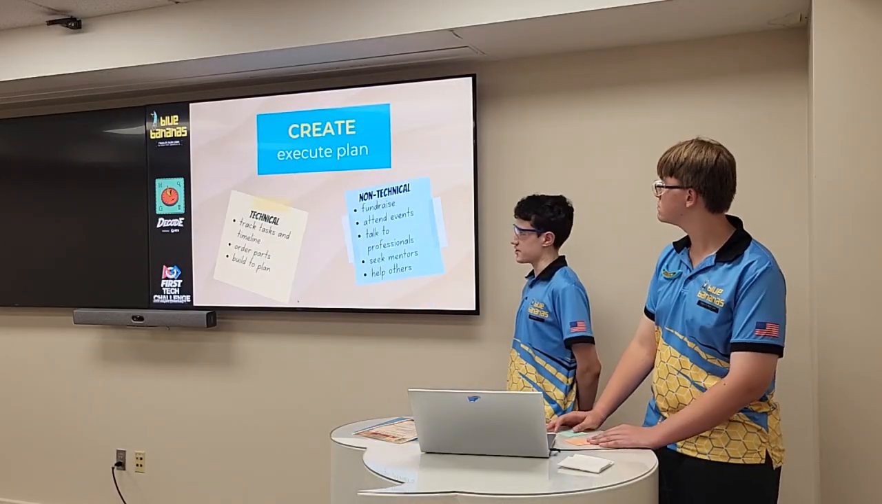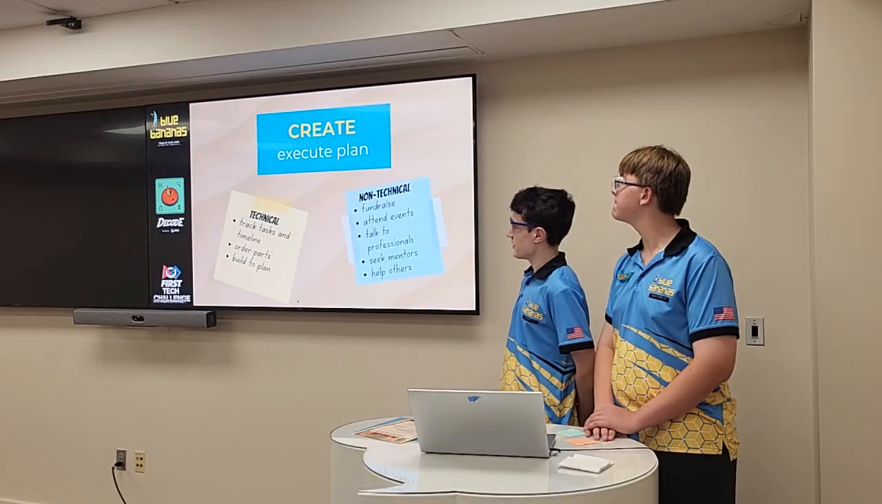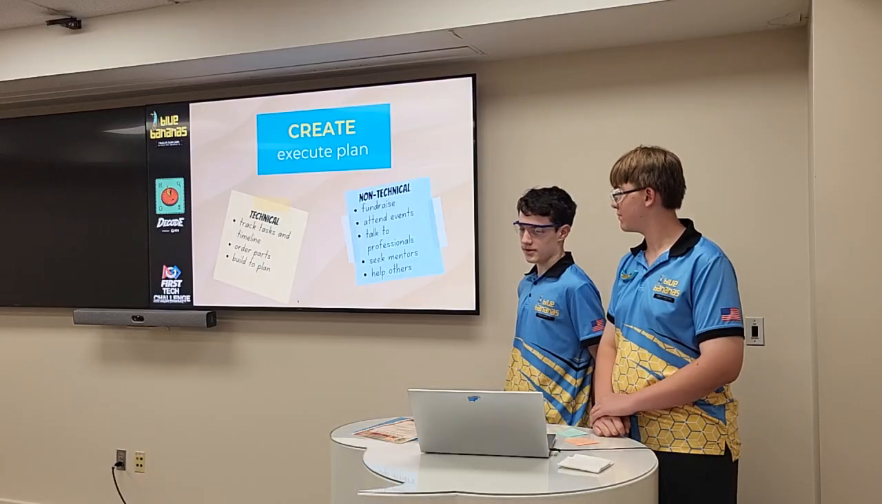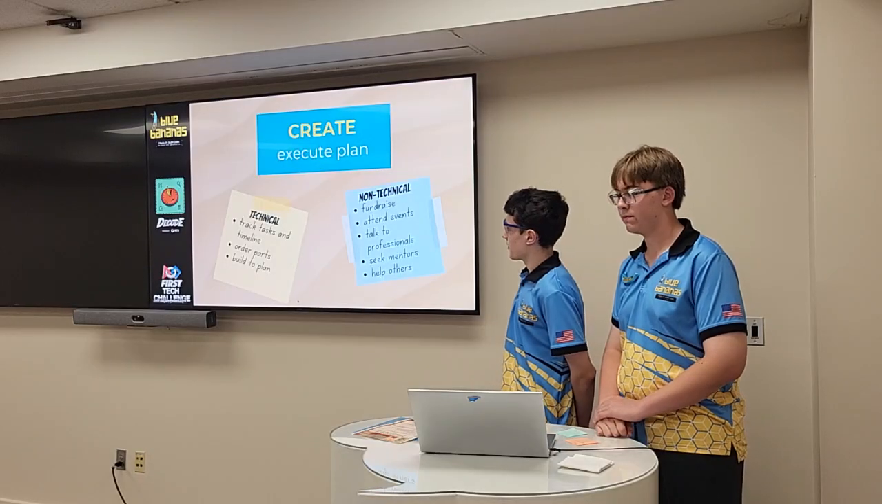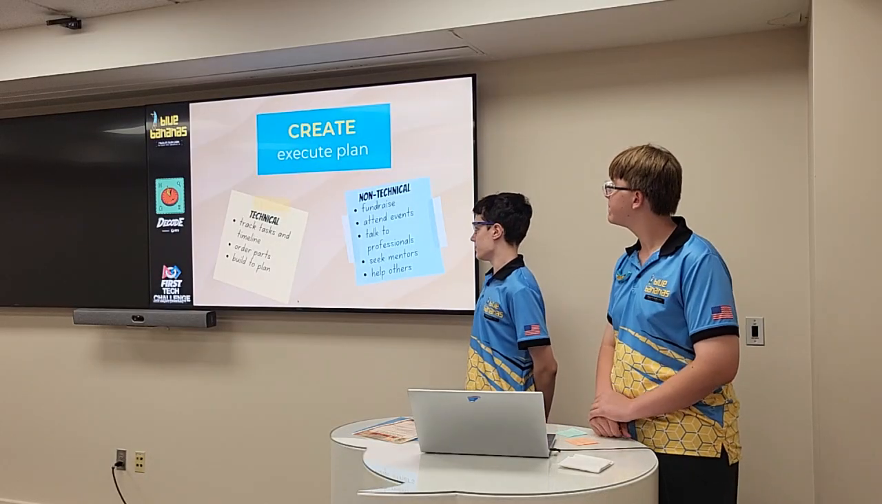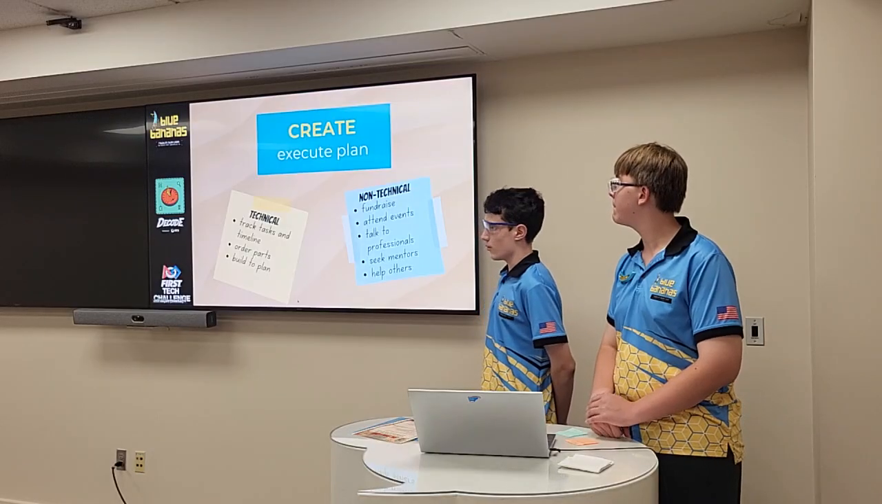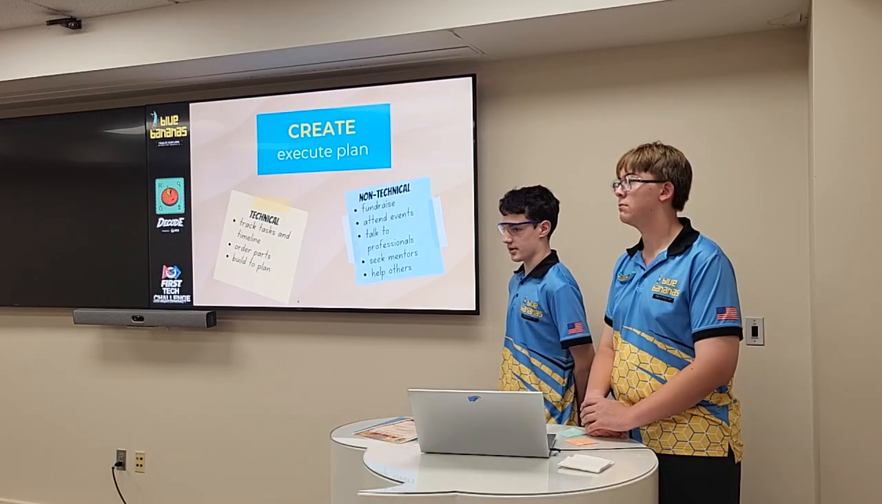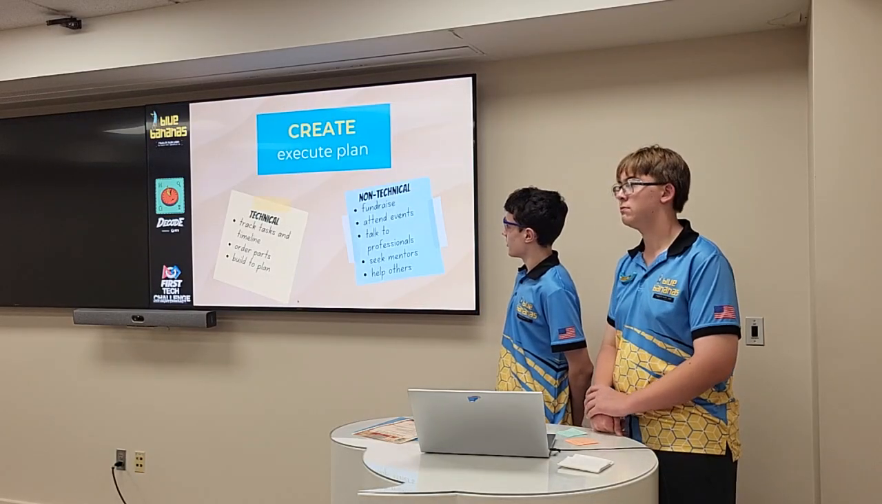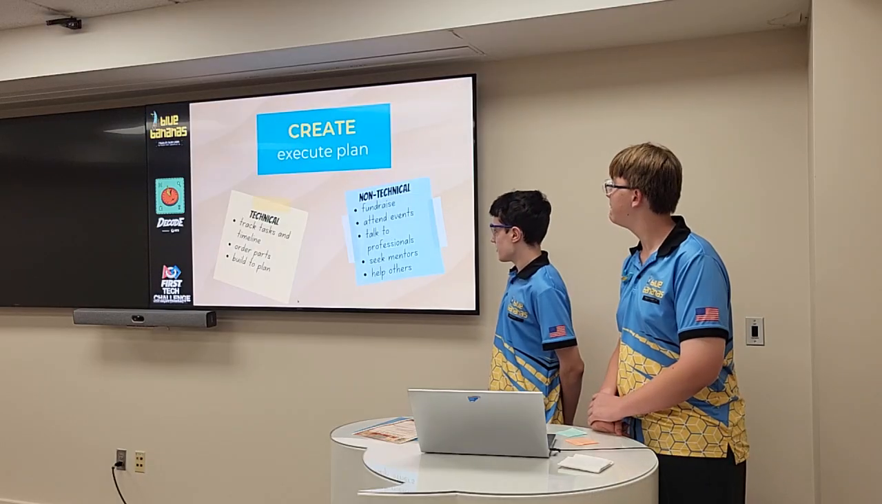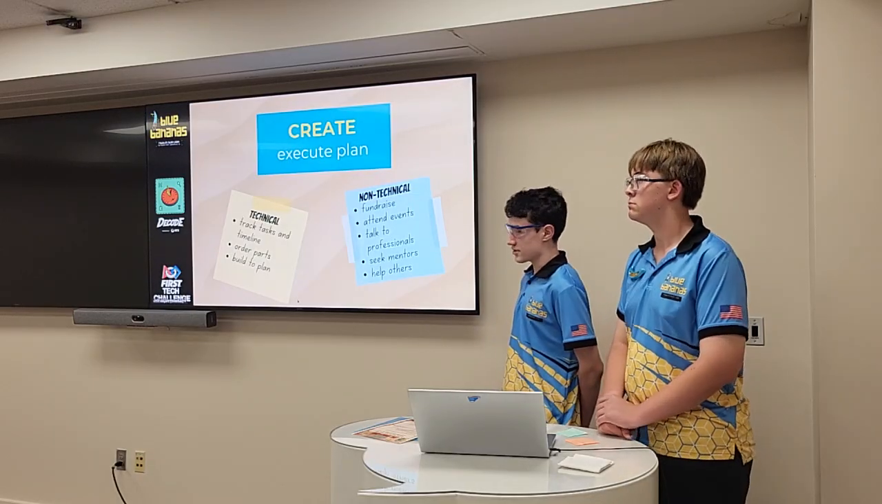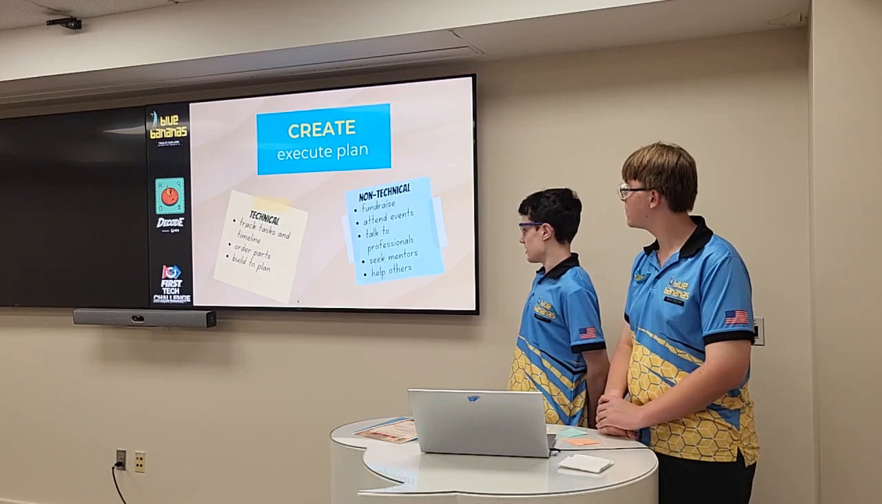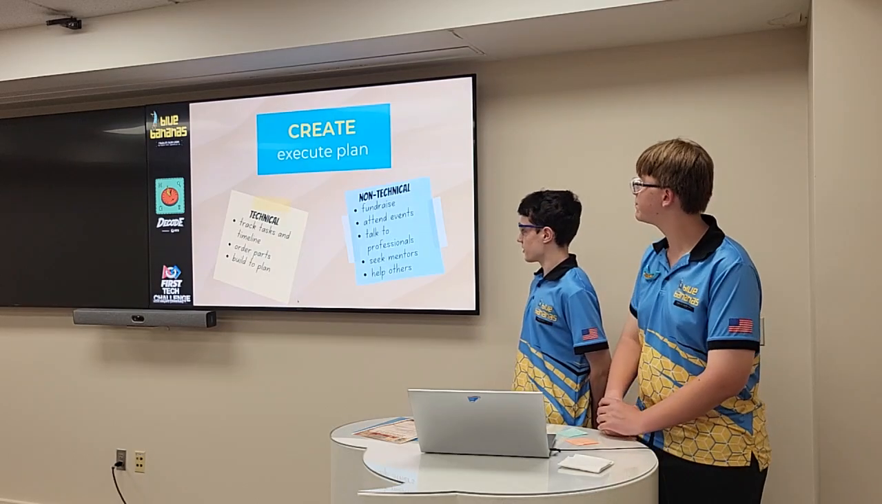The fourth step in our engineering design process is create. In this step, you execute the plan. For the technical side, some examples include tracking tasks and timeline, ordering the parts, and building to the plan. For the non-technical side, some examples include fundraising, attending events, talking to professionals, and seeking mentors and helping others.